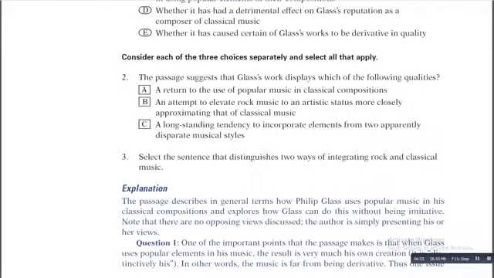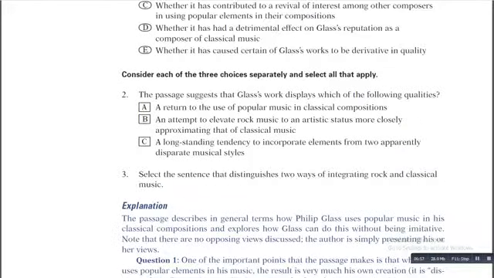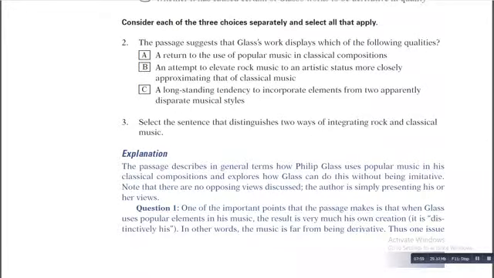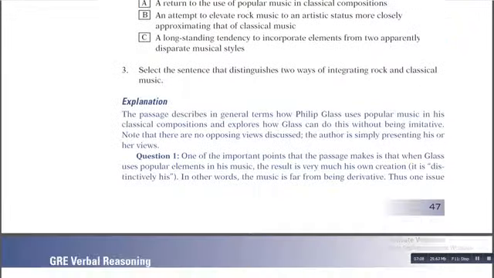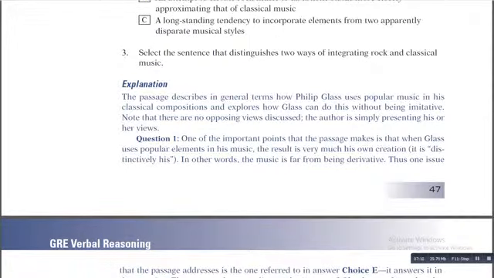Now look at this one. Select the sentence that distinguishes two ways of integrating rocks and classical music. You get that from the passage too. Now let's go to the answers. This is an explanation for the answer. I don't want to go deep into it. I have a lot of stuff to tell you.